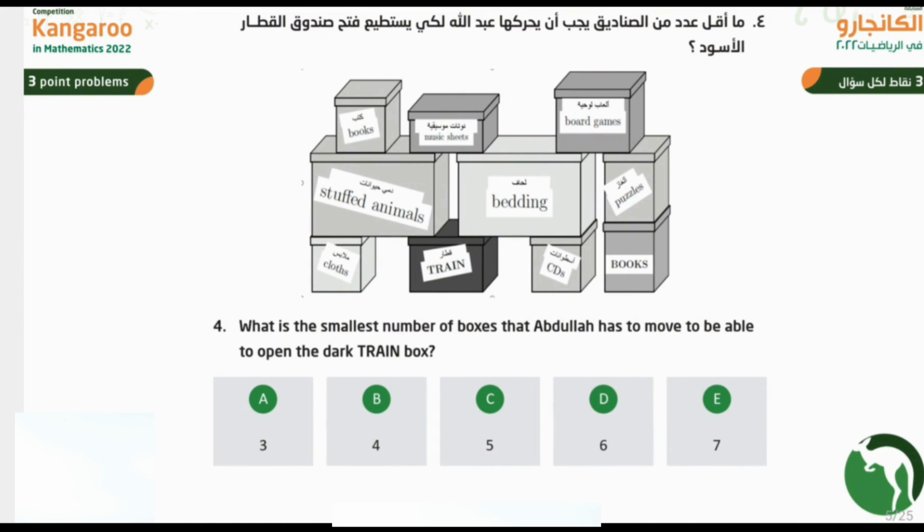In question number 4, what is the smallest number of boxes that Abdullah has to move to be able to open the dark train box? Okay, here let's look at the boxes that we need to remove. If we look at this one here, do we need to remove this one? No, so we will not remove this one. Do we need to remove this one? No. And this one, no. And this one, no. So we need to remove this one and this one. But to be able to remove these two, we need to remove also this one and this one and this one. So in total, we will remove 5 boxes, and C is the correct answer.